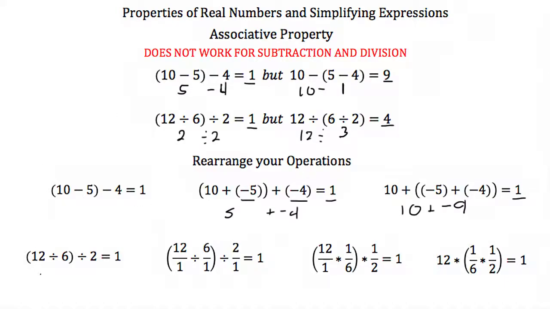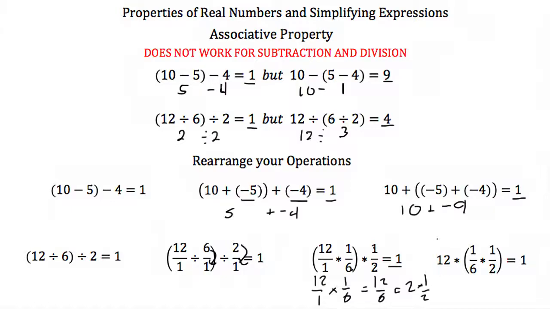Similarly with division, if I have 12 divided by 6 and divided by 2, and I need to regroup these, instead of dividing by 6, I'm going to multiply by the reciprocal. So instead I'd have 12 over 1 times 1/6 and then times 1/2. Well, 12 over 1 times 1/6 is equal to 12 over 6, which is 2. And then if I multiply by that 1/2, I'm going to get 1.